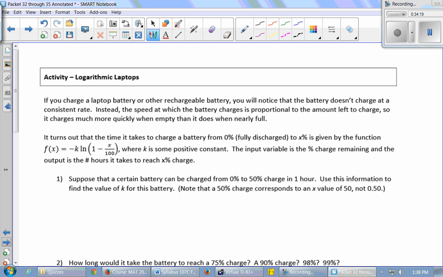Okay, I'm glad we're here because I can see all of your eyes glazing over. So I have an activity for you where we do some applications of where you might use logarithms.